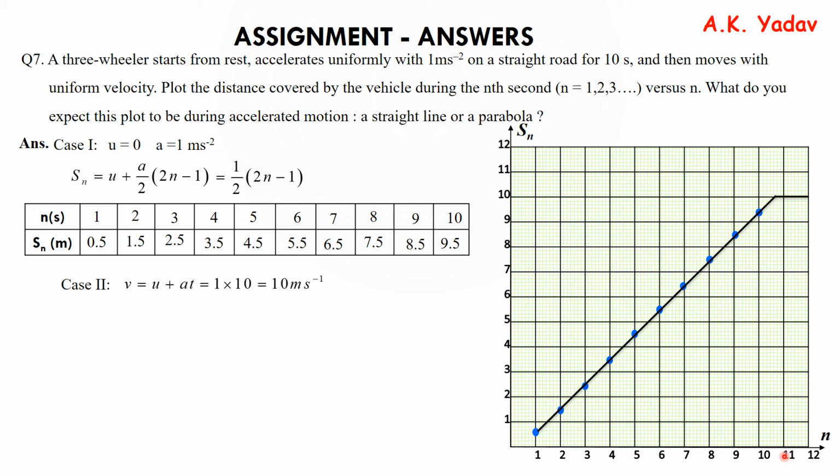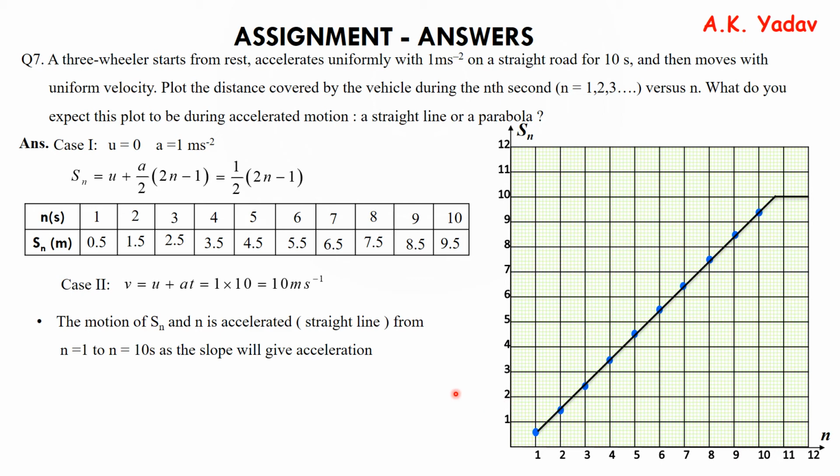So the motion in the Sn versus n graph is accelerated, that is this straight line from n equal to 1 to n equal to 10 second, as the slope will give acceleration. Now from this equation you can see that the slope of Sn and n will give me the acceleration, not the velocity. Do not confuse it with the position time graph. Here it is not position time. It is a graph between Sn and n. So this is uniform acceleration.